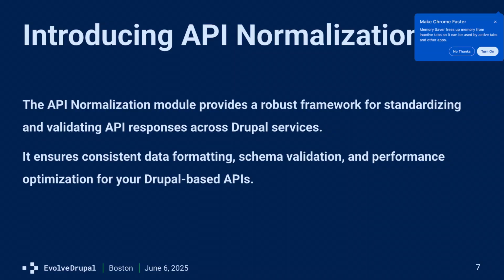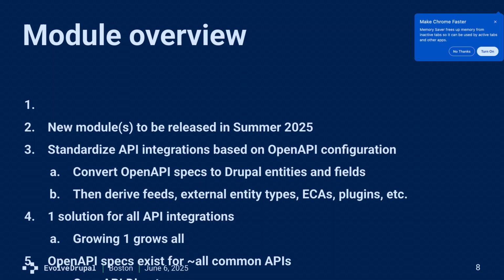So introducing the API normalization module. It is going to provide a robust framework for standardizing and validating API responses across Drupal services, ensuring data format, schema validation, and performance optimization for Drupal-based APIs. The new module is going to be released probably within the next month. It's going to be standardizing integrations based on the Open API configuration. This actually isn't our latest slide; we had a newer slide that was supposed to show up. But we're excited to release this new module, and it's going to have native integration with ECA and entity types, external entity types.